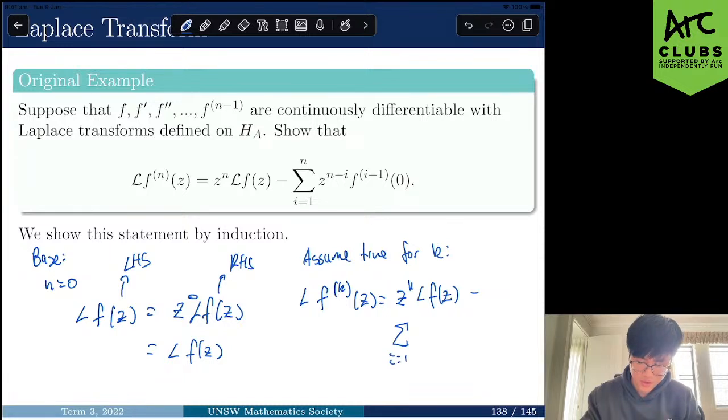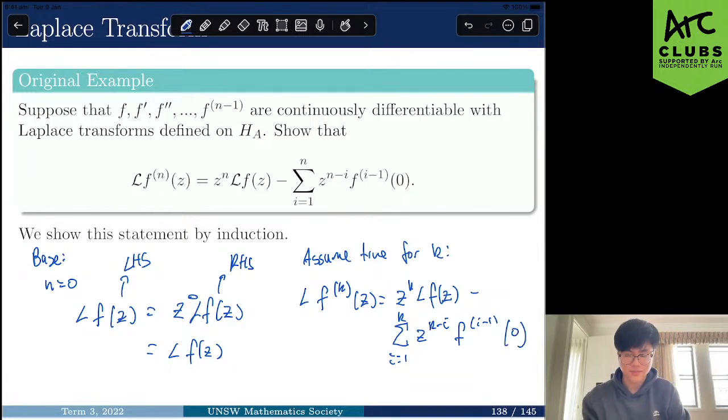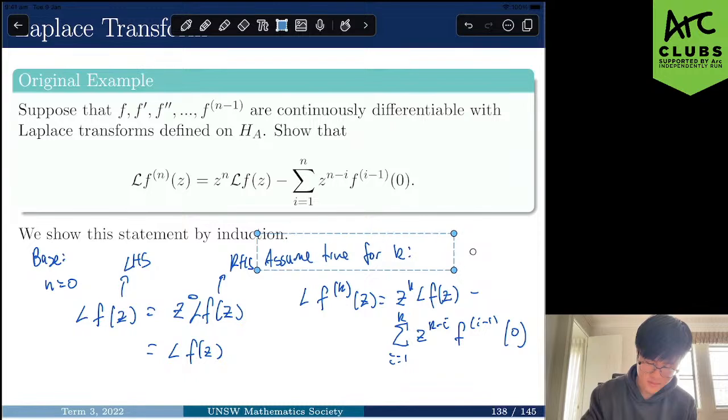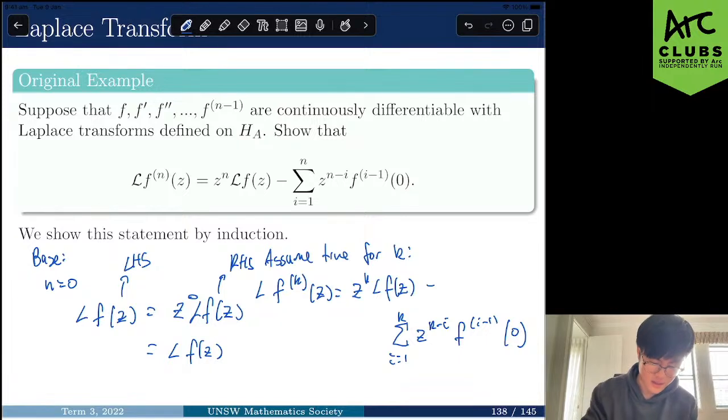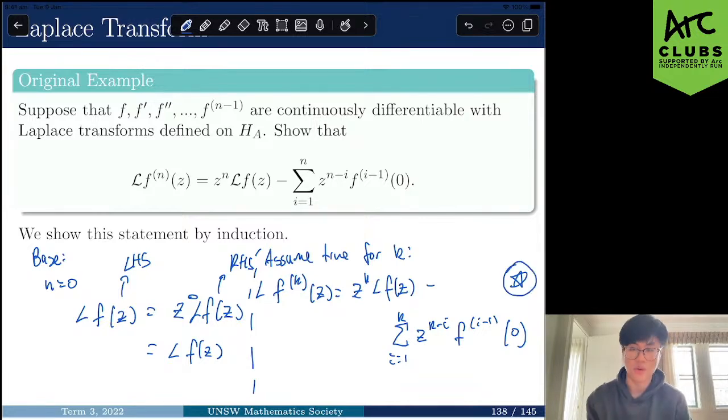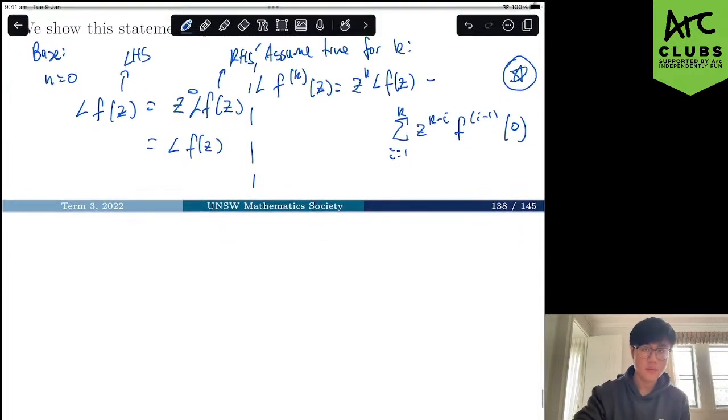The sum from i equals 1 to k of z to the k minus i, f to the (i minus 1) of 0. All right, let me just move that across so you can see it better. This is our assumption here. I'll just write a star so when we refer to it, we know what we're looking at. All right, now let's tackle the inductive step.